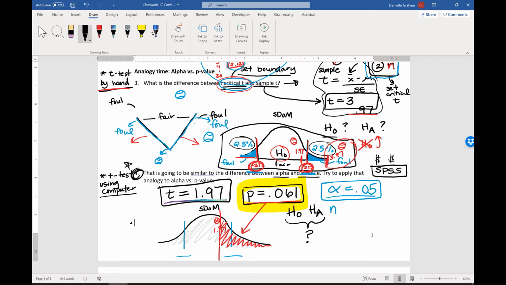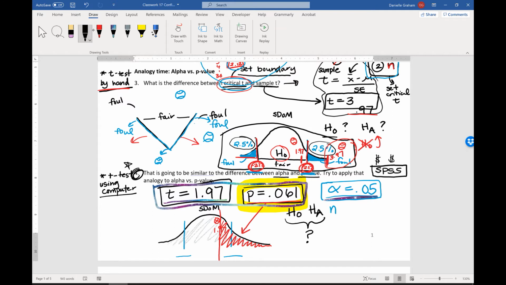If we saw it all drawn out like this, of course, we can see in the drawing, in versus out. But the computer doesn't give us this drawing. The computer gives us, here's your t and here's your p. You make the decision. So how do we make that decision with just this information if we don't have a critical t to compare to? That's where our alpha really comes in.